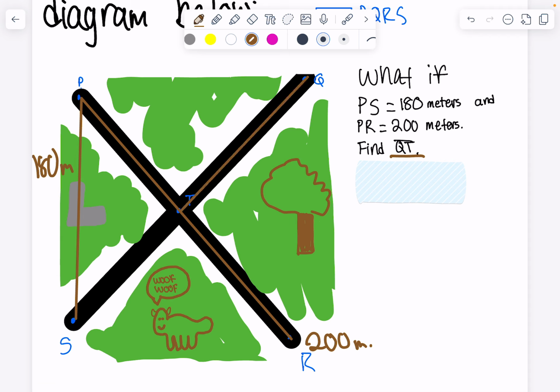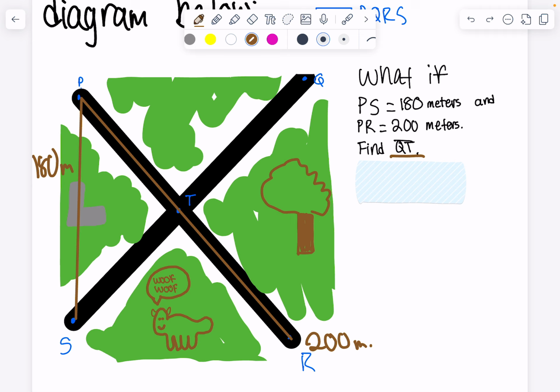Find this. Let's think about what properties of either parallelograms or rectangles we know that can help us solve this problem. So I'll give you a moment, pause, try and figure it out on your own, and then I will reveal my solution.